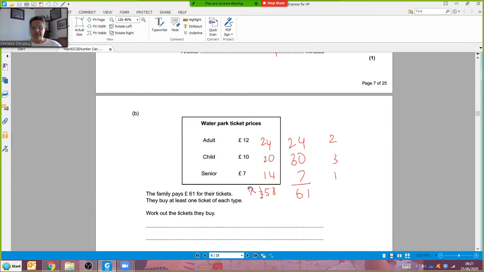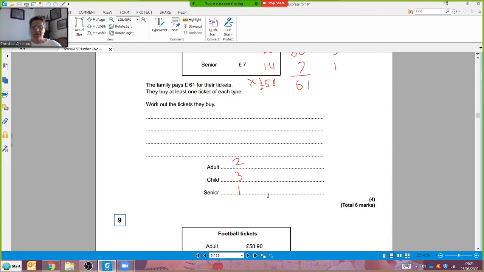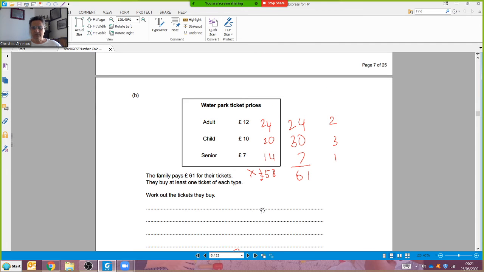Now, what about this one? I think this was well done. Again, still the water park theme. I think it looks like I'm using trial and improvement. The family pays £61 for tickets. I don't know what combination they're going to get. So they buy at least one ticket of each type.